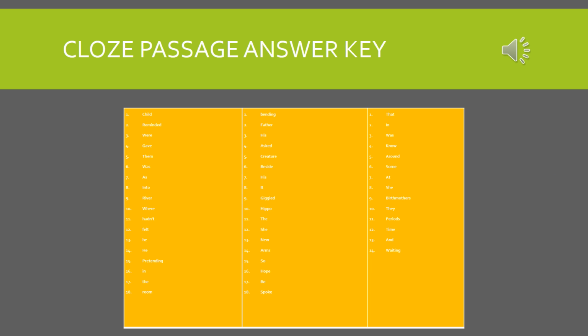Here you will see my answer key to the words that I omitted. Remember, the students must answer the exact word. For example, for the second word, if the student says reminds, that answer is wrong. Even though the correct answer is reminded, the student must exactly write the word reminded for the answer to be correct.